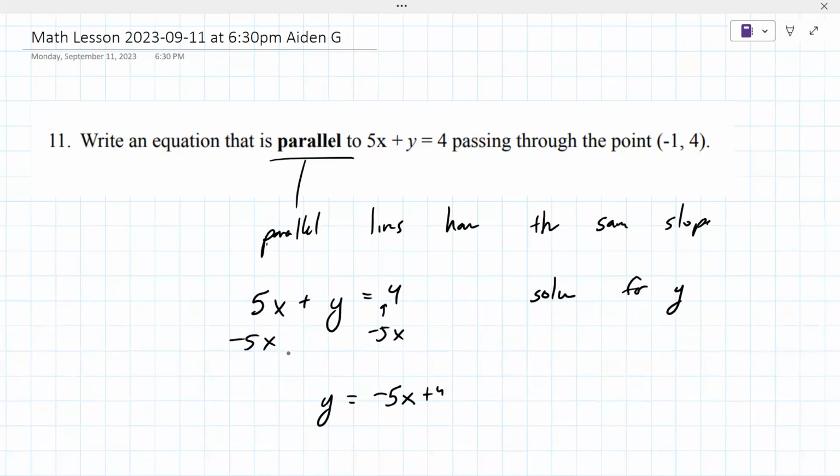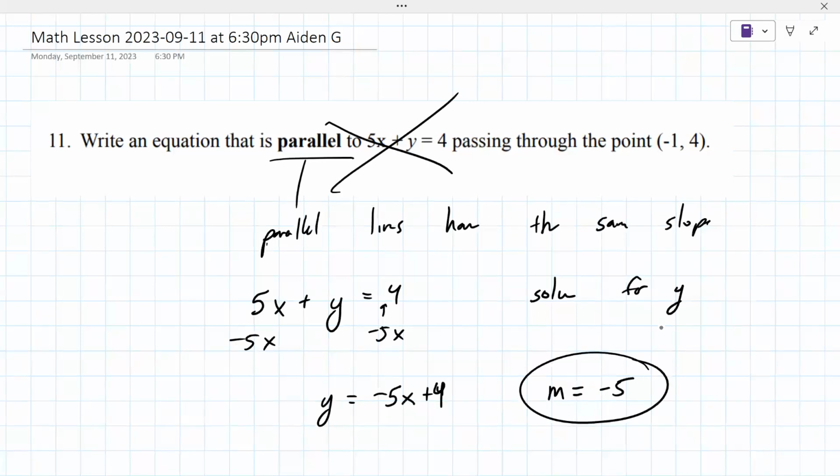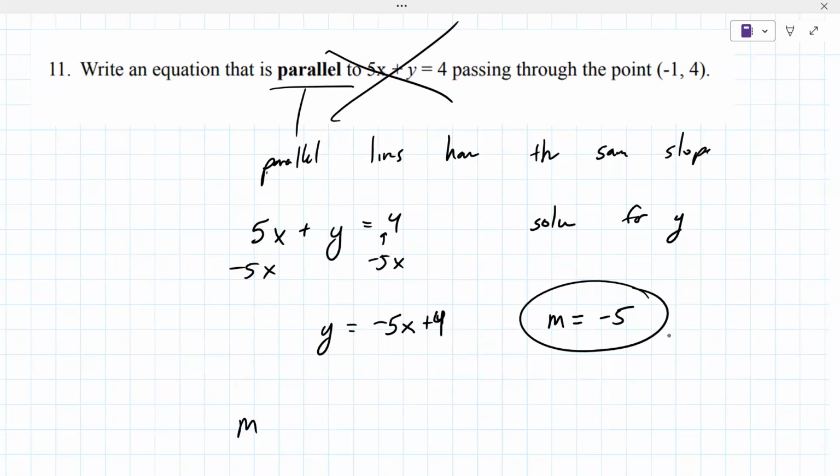All right, so now what is the slope of this line? What's the number in front of x? It's negative 5. Okay, so we are done with this. We don't need this anymore. We got the slope. That's what we wanted. And we know that it goes through the point -1 comma 4.